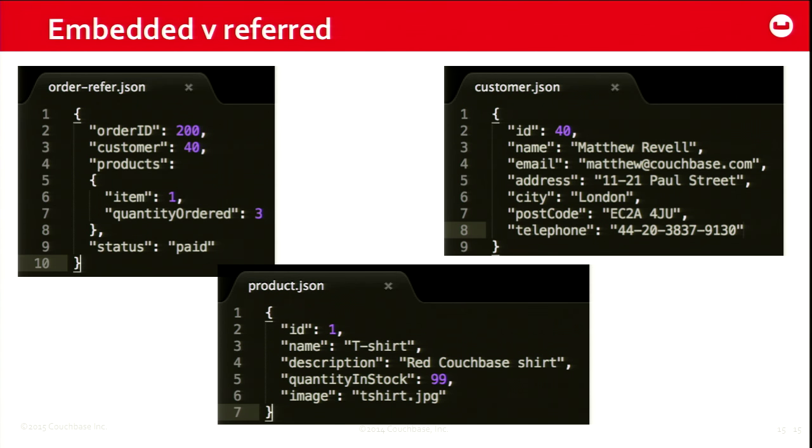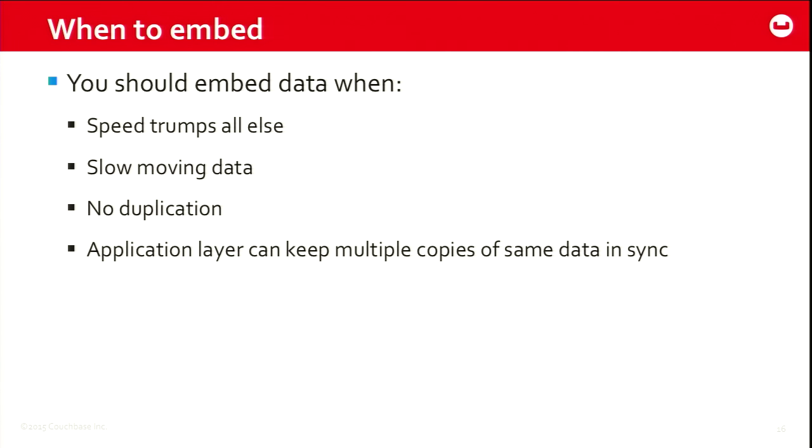So when should you embed data and when should you refer? Embedding data is something you want to do when it's absolutely vital that read time is going to be really, really fast. You just want to do one read. So with Couchbase, if it's in your working set and it's in RAM, that's going to be sub-millisecond. So you want to make sure that the data is coming out really fast. So fine, embed it all in one document.